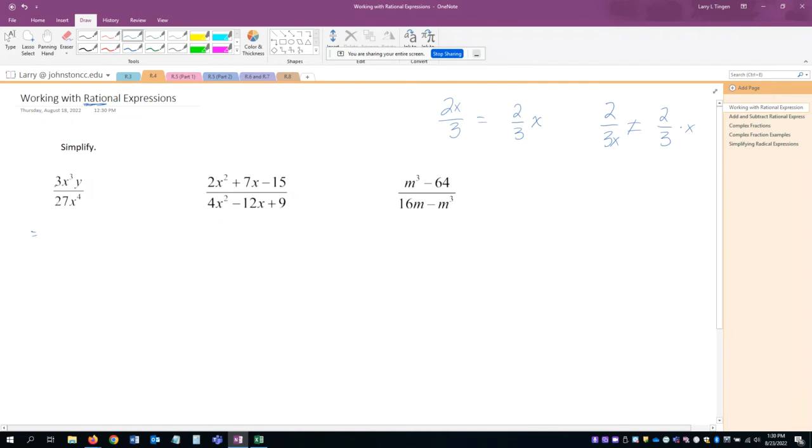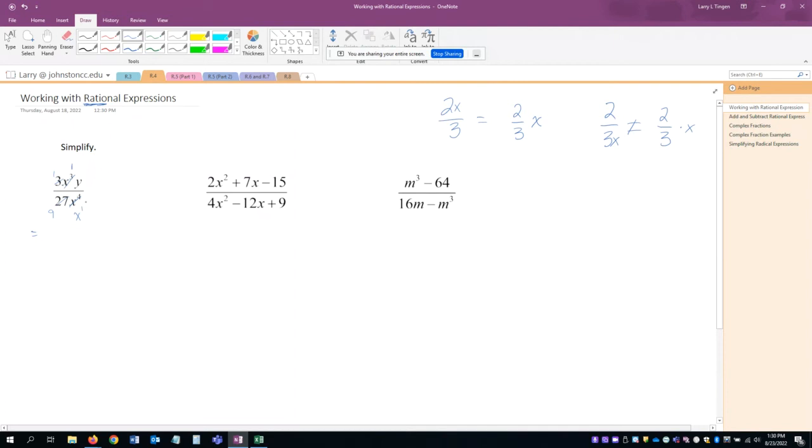3 and 27 both have a factor of 3. 3 divided by 3 is 1. 27 divided by 3 is 9. All right, I've got x's in common. This is x cubed. This is x to the 4th. Both of these have an x cubed in common. So x cubed divided by x cubed leaves me a 1. X to the 4th divided by x cubed leaves me what? X to the 1st, or just x, right? When I'm dividing the same base with different powers, I subtract the powers, right? So x to the 4th divided by x cubed leaves me x to the 1st.